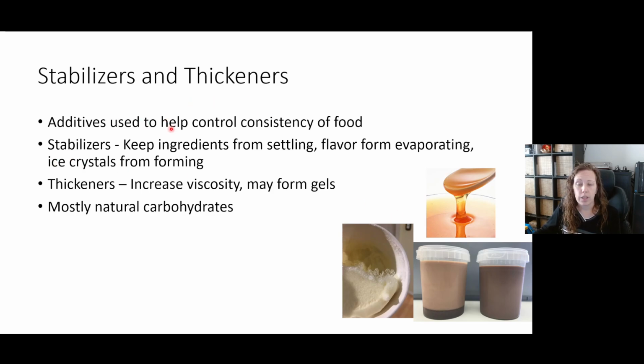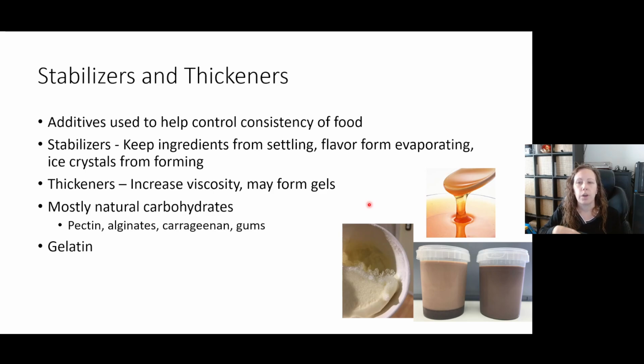Most of the stabilizers and thickeners are natural carbohydrates. The reason that these are put together in the same group is that a lot of these carbohydrates perform both functions. They act as stabilizers and thickeners. So examples, these are things that we've already talked about before, right? Pectin, alginates, carrageenan, gums. These are all carbohydrates that we've talked about before that do provide some stability and thickening to food products. The nice thing about this chapter is, even though there's lots of lists and things, a lot of this is review of some things that we've already talked about.